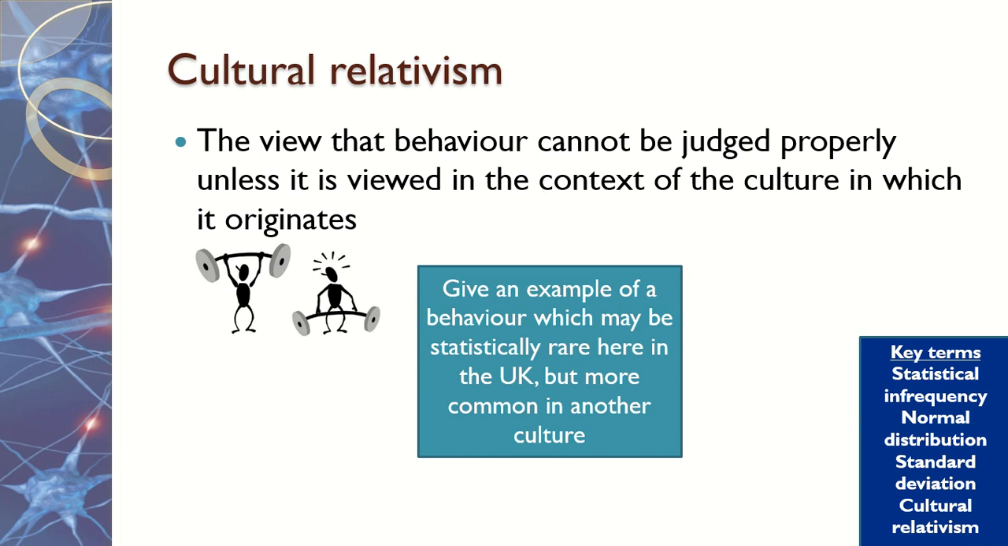We need to consider though that this view is culturally relative, and that means that it sticks within one culture and maybe we can't apply it to other cultures. So can you think of an example where a behaviour is statistically rare in the UK but more common in another culture? So you might have thought of, for example, crowds around buses. In the UK, we would never crowd around a bus, we would wait and queue for the bus. Whereas in other countries, like in Europe, they often just all cram in and get to the bus. There's no social norm, I guess, for queuing.